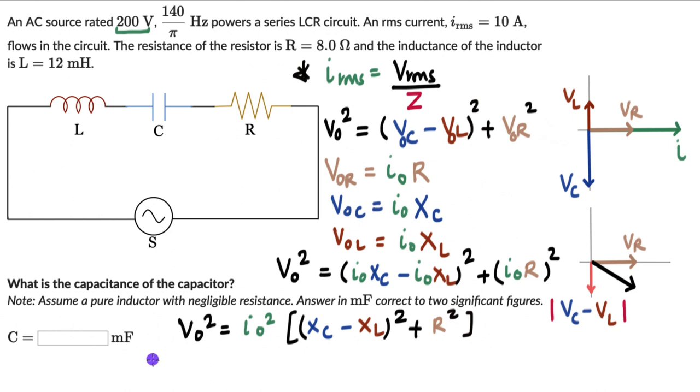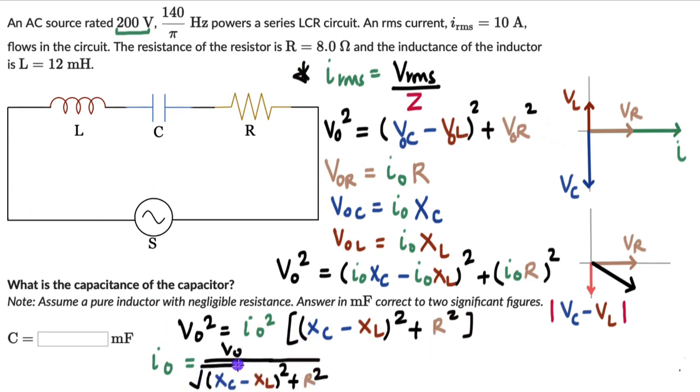So when we do that, I can write I naught equal to V naught divided by this whole thing right here, and we will also have an under root over this entire thing. Lastly, we know that this is an AC source, and let's assume that this is sinusoidal in nature. So there is a relation between the peak and the RMS voltage, and that is given by V0 equal to under root 2 VRMS. Similarly, for current, you have I0 equal to under root 2 IRMS.